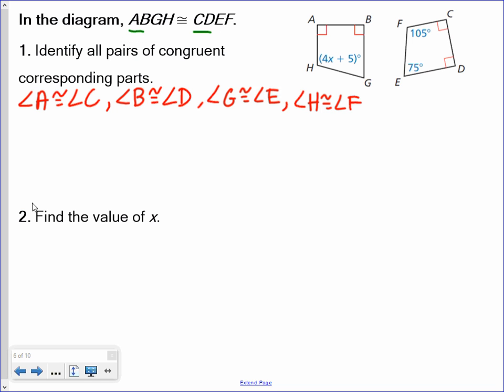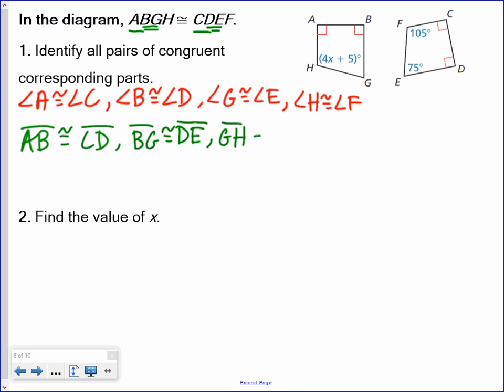AB is the first 2 letters, CD is the first 2 letters. BG is the second 2 letters, DE is the second 2 letters. GH is the last 2 letters, EF is the last 2, and this is the one that sometimes people forget. Well, you have a 4th side in here, so we're forgetting something. Well, then you go to the sandwich letters, as I call them. The first and the last, A and H, would be congruent to first and last, CF.